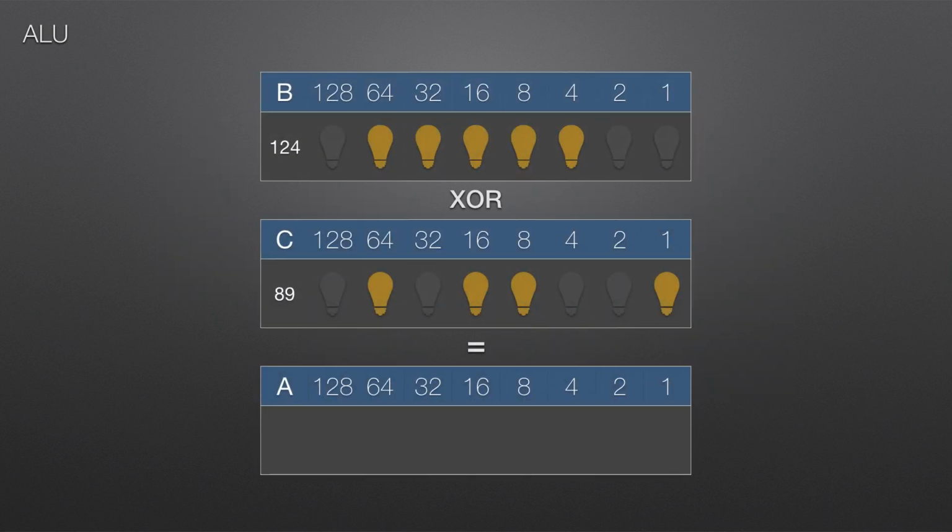So if we go back to an example here where we've got 124 in register B and 89 in register C, we can XOR the values together. And all we do is just go a bit at a time, so it's a bitwise operation, and just perform the truth table we just saw on each value. So you can see then that the light at the bottom only comes on if it's one value or the other, but not both.